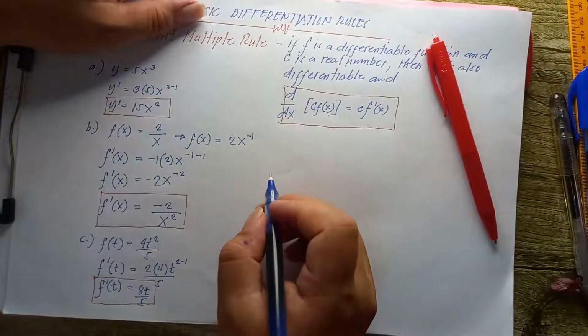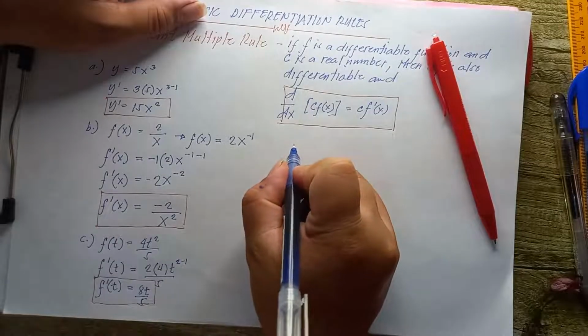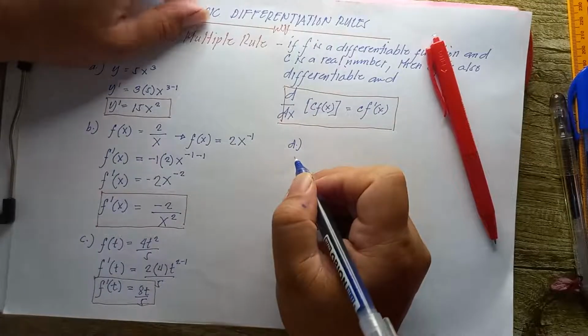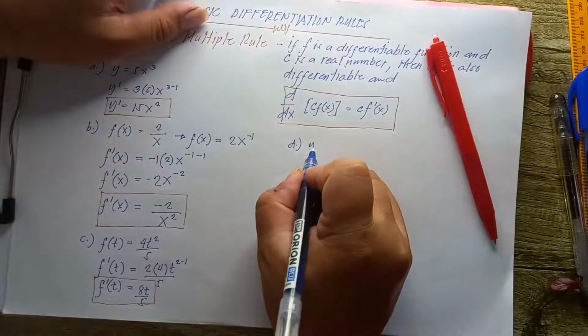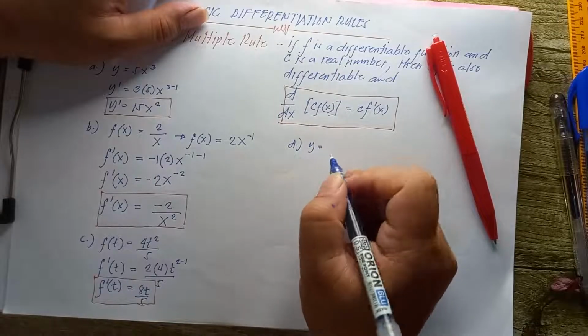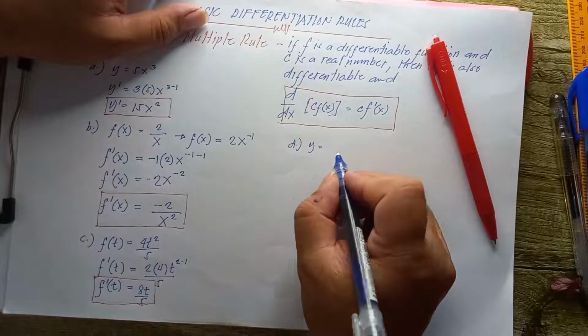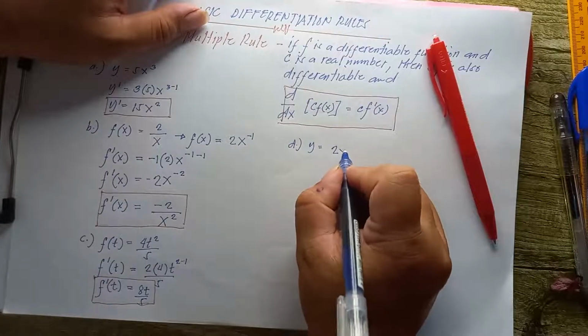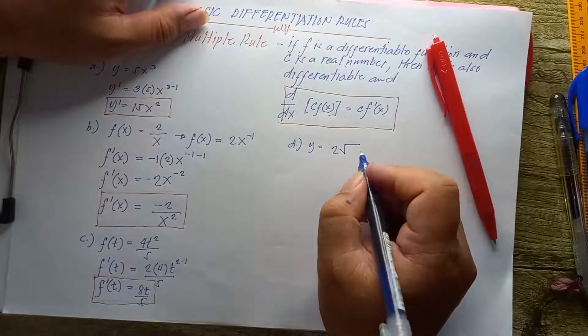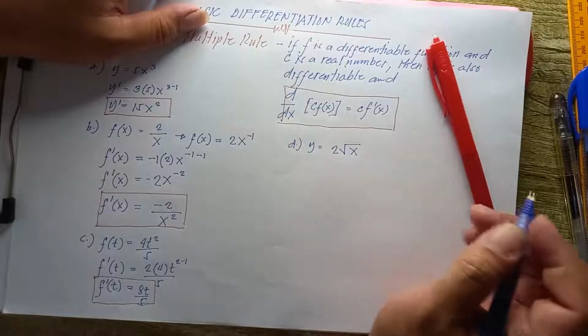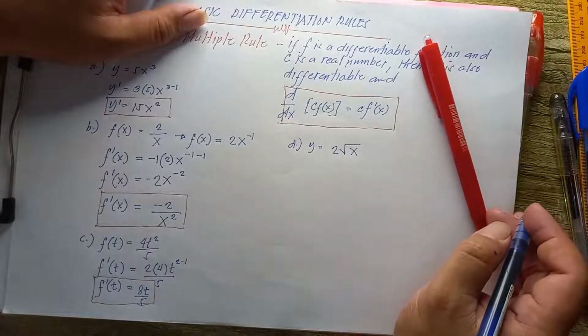Shall we say we have letter D. In our letter D, we have y is equal to 2 times the square root of x. So how do we get the derivative?